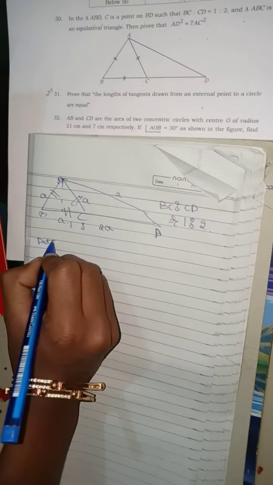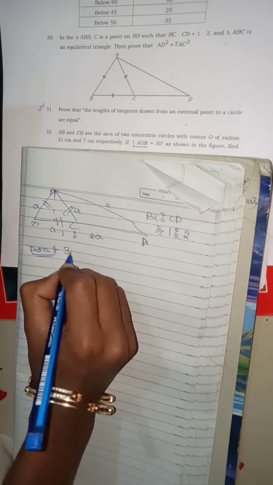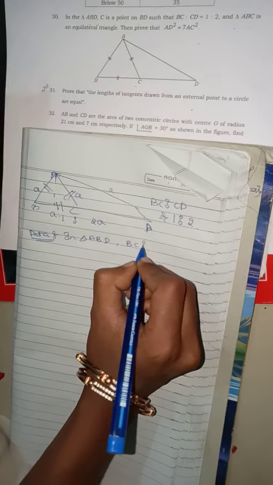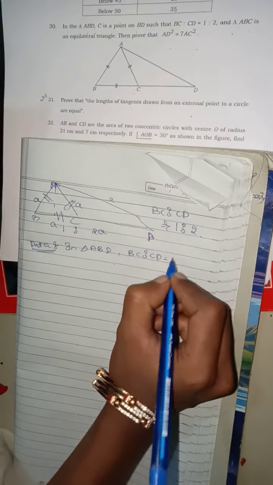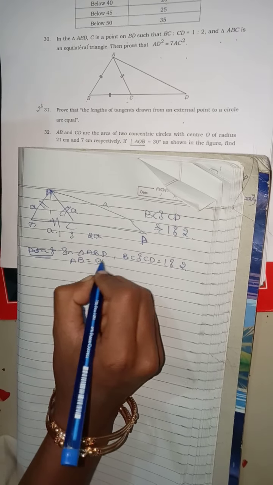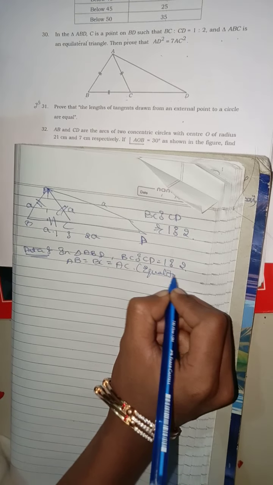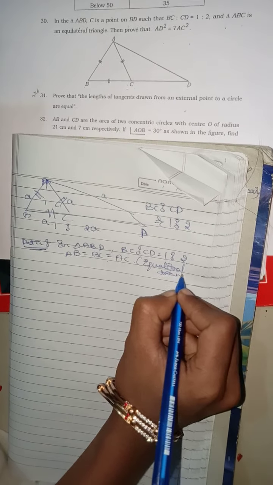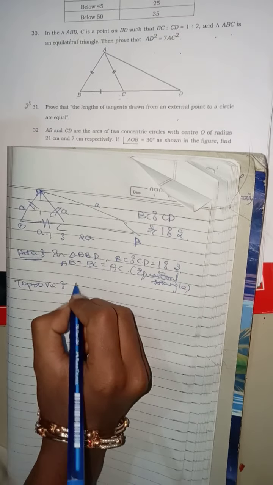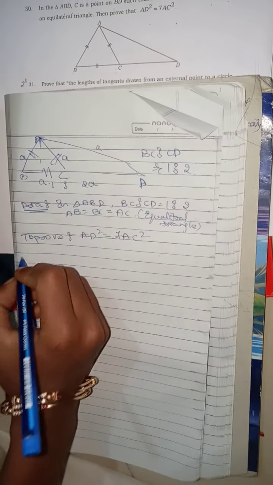First you write down the data. Whenever a proving question like this comes, you have to first write down the data. In triangle ABD, BC to CD is in the ratio 1:2, and AB is equal to BC is equal to AC, so it is an equilateral triangle. To prove: AD square is equal to 7 AC square.